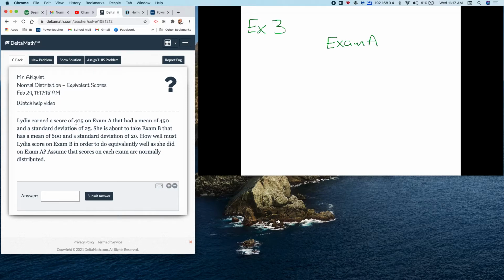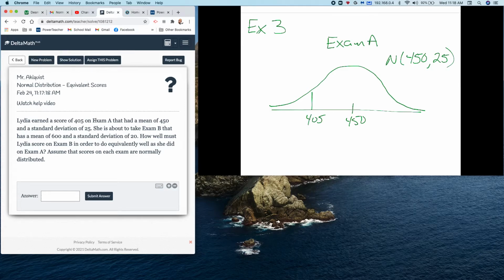And in exam A, it's known that the mean is 450, standard deviation is 25, and we know that they're normally distributed. It tells us this down here. She earned a score of 405 on this exam. So on exam A, she got a mean of 450 and a standard deviation of 25. You know that on exam A, she scored 405. So that's where she was. She was below average.